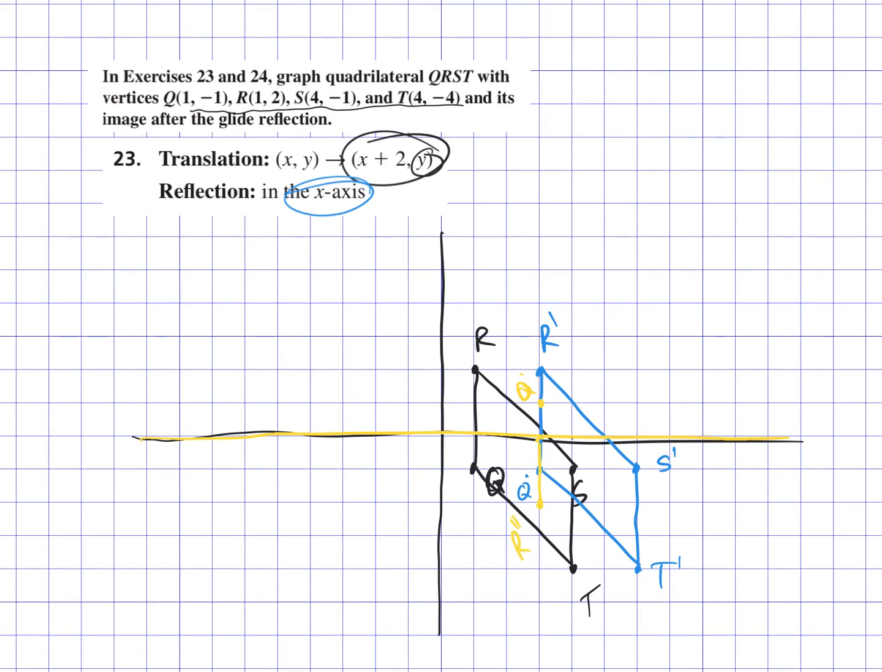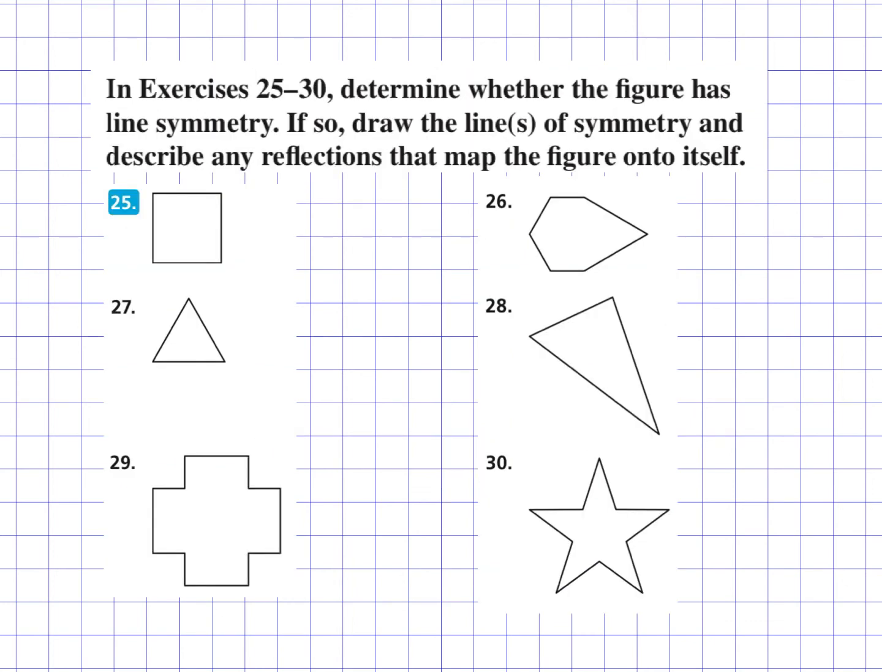All right, so that's going to be your left side. S double prime will be on the other side. T double prime is 1, 2, 3, 4. So if we connect those, I think it's easier to see that the blue figure has reflected over the x-axis. Awesome. All right.